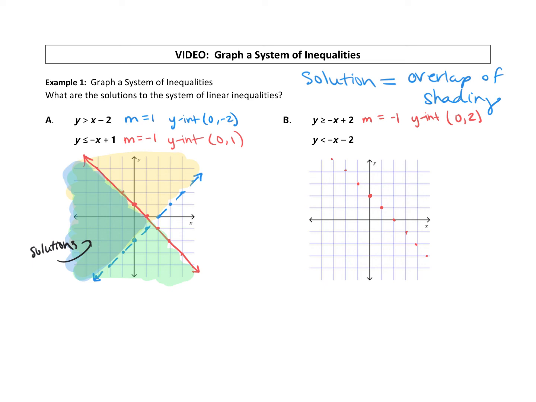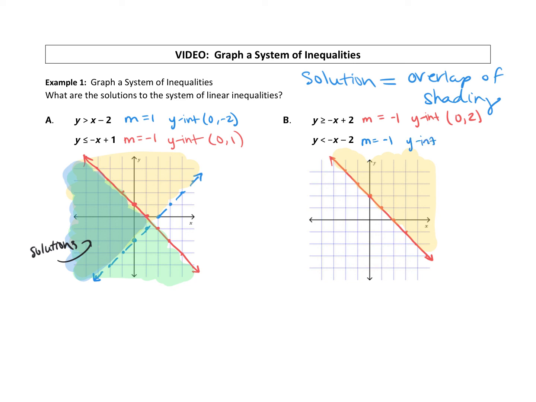Are the solutions on the line? It has an or equal to, so we are going to draw a solid line. And then is the shading going to be above or below the line? It says y is greater than or equal to negative x plus 2, so that greater than tells us to do our shading above the line. So I'm going to shade everything up here.